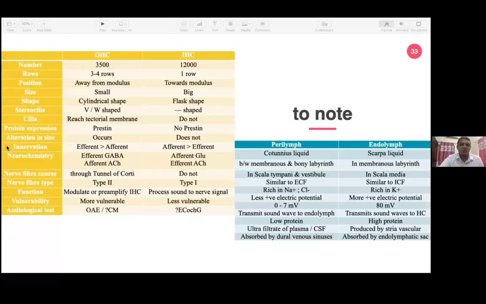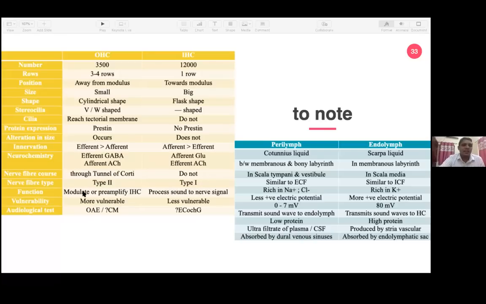Now, a small note about the differentiation between the outer hair cells and inner hair cells, and the perilymph and the endolymph. I'd just like to highlight only a few things here. The function of the outer hair cells is to modulate or pre-amplify the inner hair cells, whereas the function of the inner hair cells is to carry the signal from the interior of the cochlea, the hair cells, towards the auditory nerve. This is called transduction.